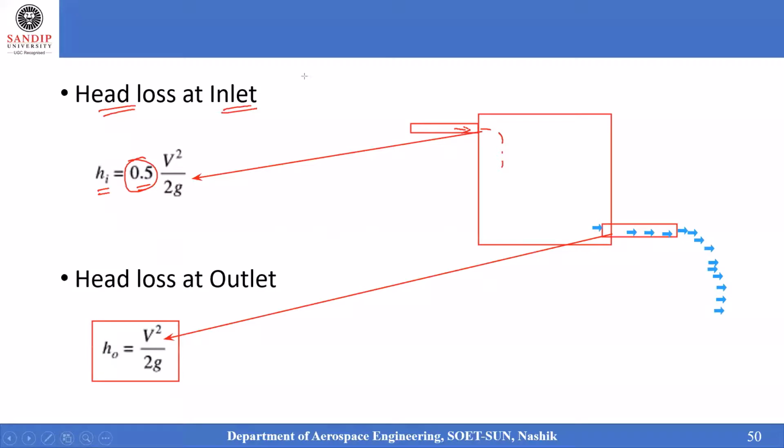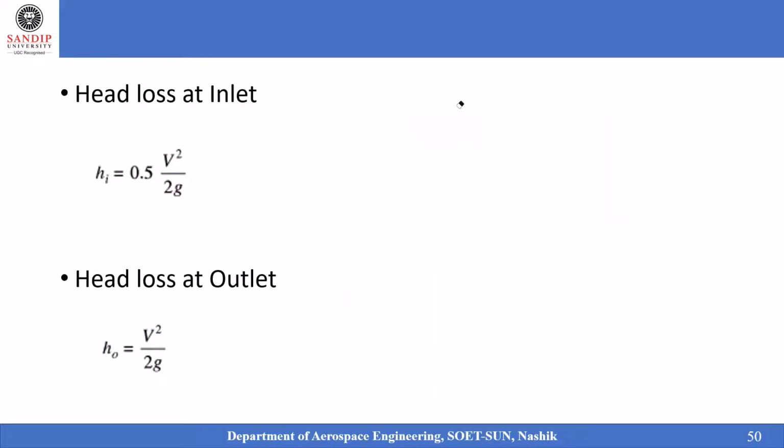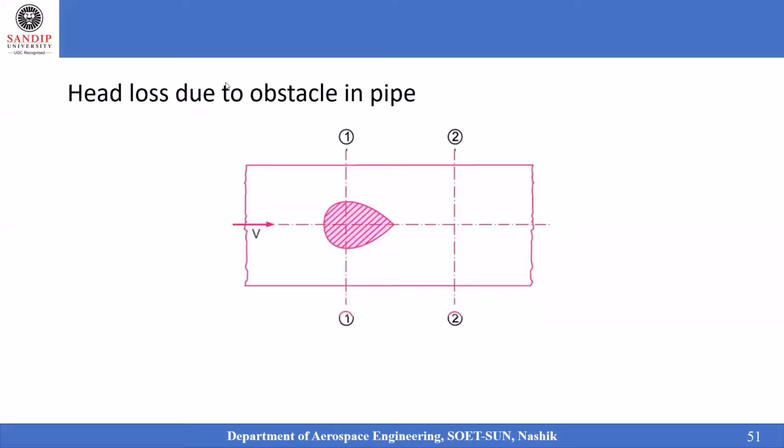Now we are left with one more minor loss type, which is due to the obstruction. That means if there is any obstruction formed inside the fluid flow, suddenly there are some particles accumulated inside the pipe, or there may be mud or anything accumulated inside. That can be taken as an obstacle inside the pipe.